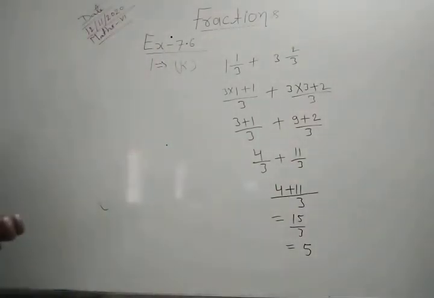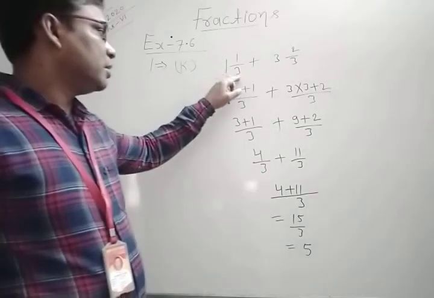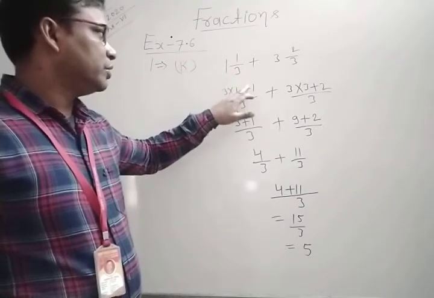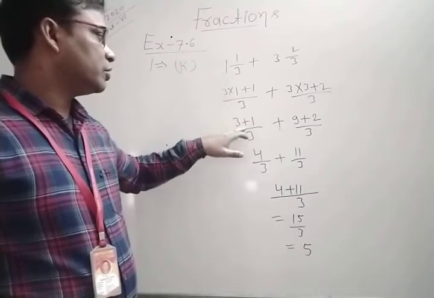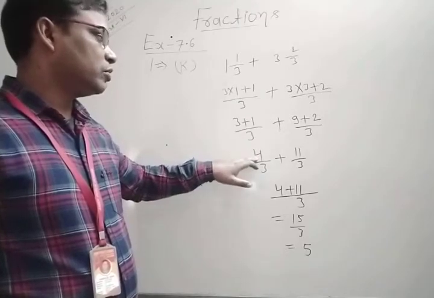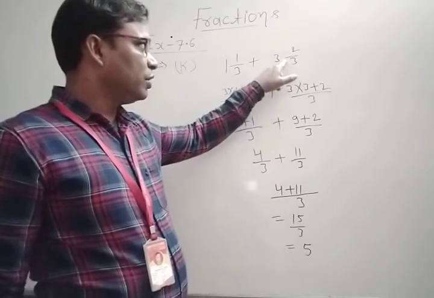So this is clear. Students, in this question it is given that 1 whole 1 by 3 plus 3 whole 2 by 3. So 1 whole 1 by 3 you can write as 3 times 1 plus 1, which is equal to 3 plus 1, so it is equal to 4. Now the other fraction you can write as 3 times 3 plus 2.